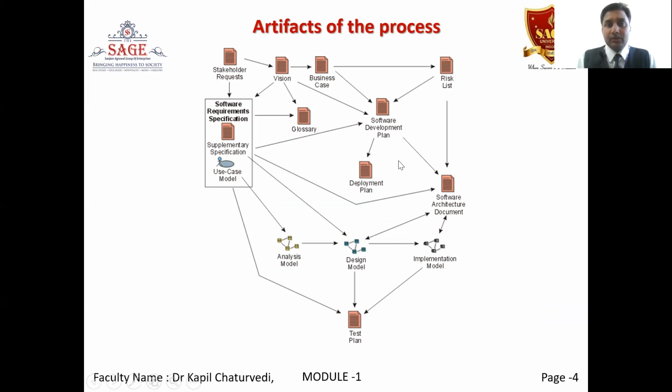Here is also a complex diagram to show the artifacts of the process, where different kinds of processing are done, like stakeholder request, it means customer request, vision, business case, software development plan, risk list, software architecture document. Each and every term is well known. What we are seeing here is that each and every step is related to one kind of document, because we have to record each and every activity of the software project management process. So this is our aspect of the process.